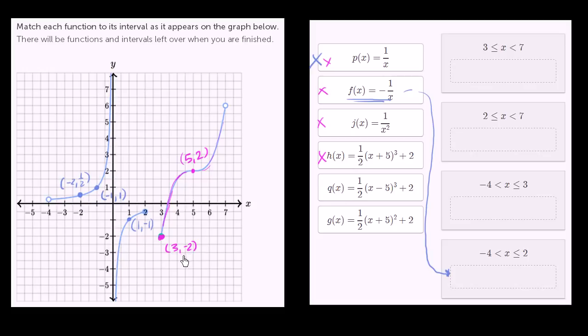Now let's see, does that work for 3, -2? 3 minus 5 is -2. To the third power is -8. Times 1/2 is -4. Plus 2 is -2. So this looks like a pretty good candidate.